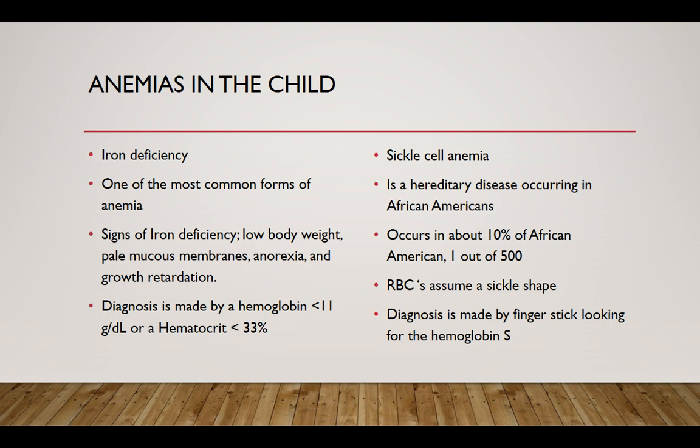Sickle cell anemia is a hereditary disease occurring in African Americans and also people from the Mediterranean. It occurs in about 10% of African Americans, 1 out of 500. RBCs assume a sickle shape. Diagnosis is made by finger stick looking for the hemoglobin S, which is the sickle shape. They call it the hemoglobin S.